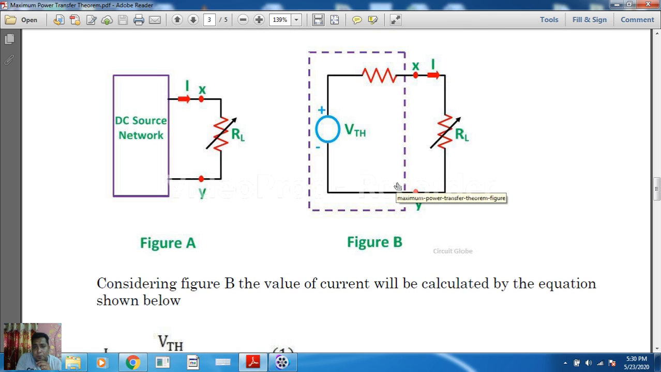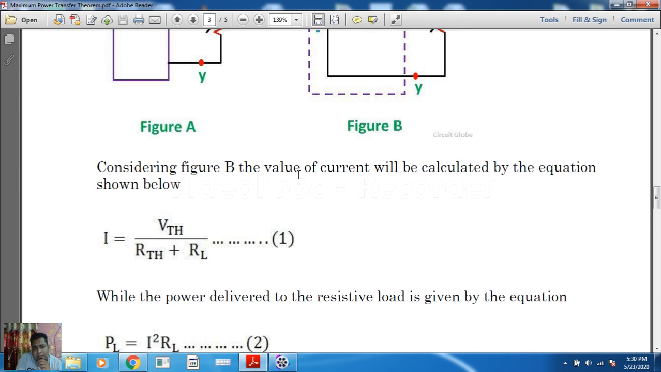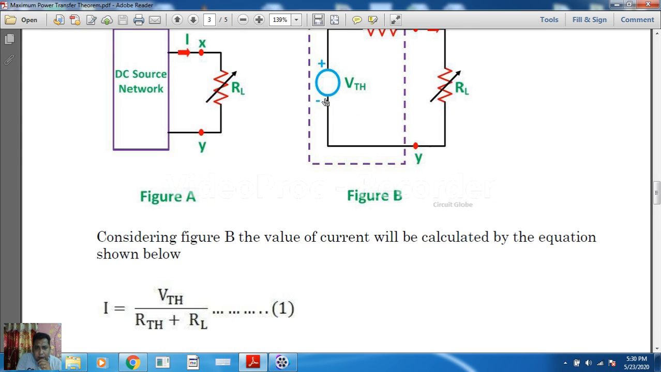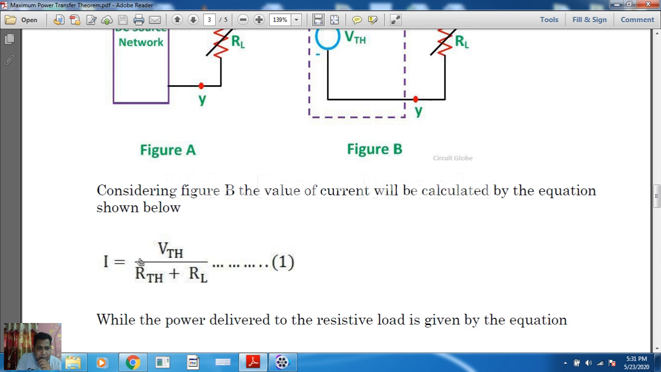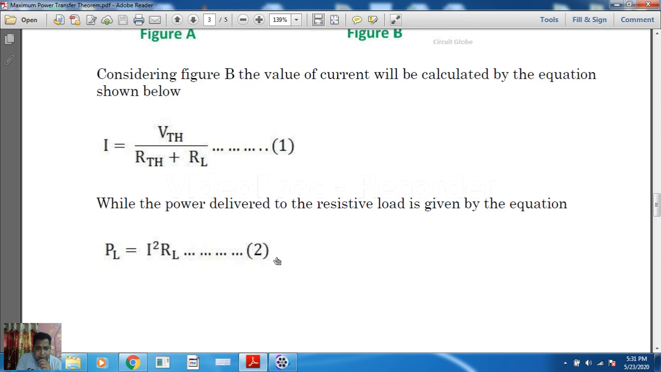When we did Thevenin's theorem, in the last step we saw that VTH, RTH and RL are all connected in series, and we can find a very simple series current. If this is VTH, this is RTH and this is RL, the current passing through this loop will be I equal to voltage divided by total resistance, RTH plus RL. So that is done over here, I equals VTH by RTH plus RL, correct.